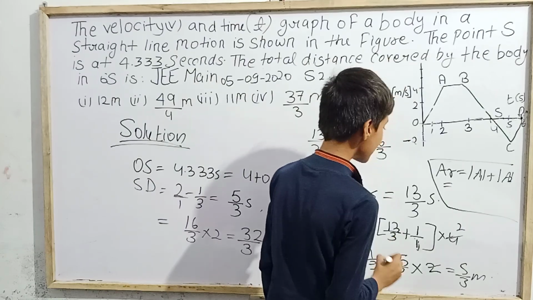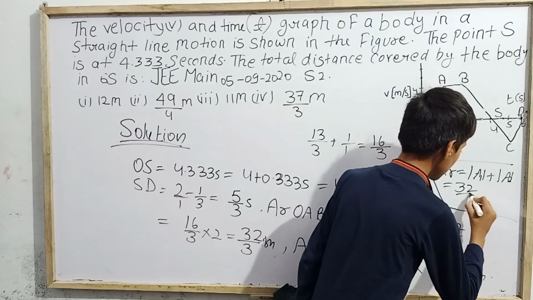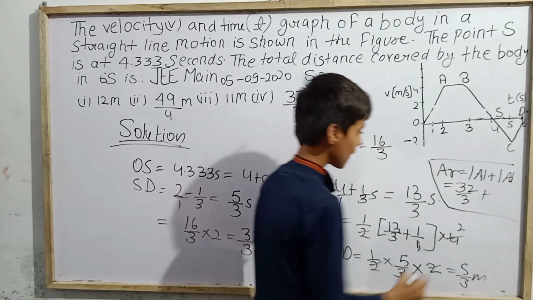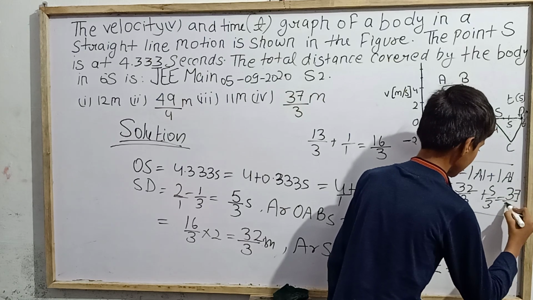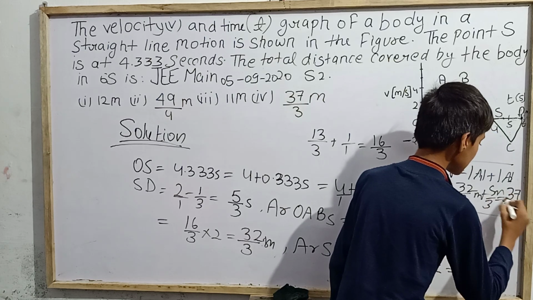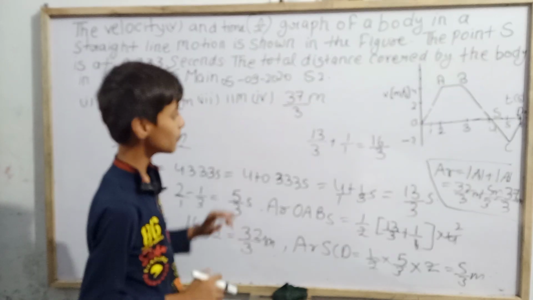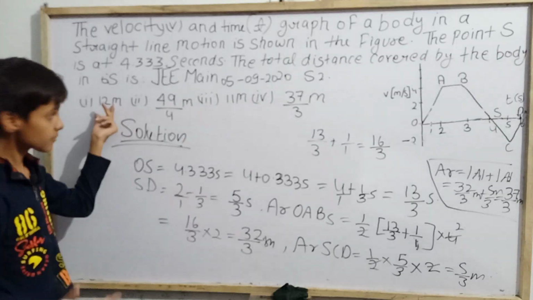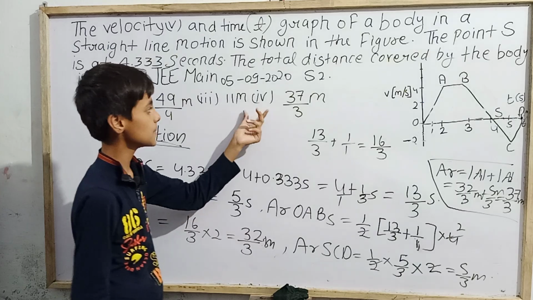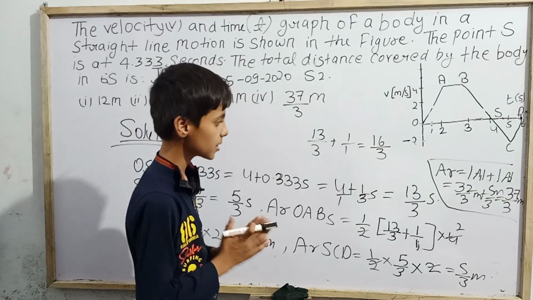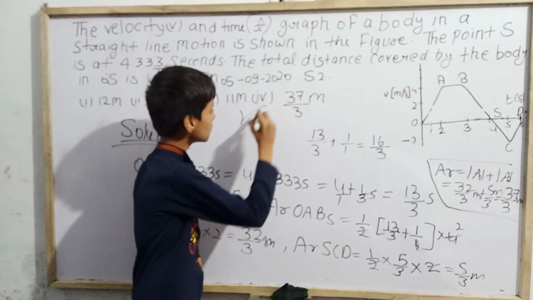So total area is equal to what? First area magnitude 32 by 3 plus second 5 by 3, which is equal to 37 by 3 meters. So the final answer we got is 37 by 3 meters. The options: first is 12 meters, second is 49 by 4 meters, third is 11 meters and fourth is 37 by 3 meters. Since fourth is the correct answer, we take the fourth.